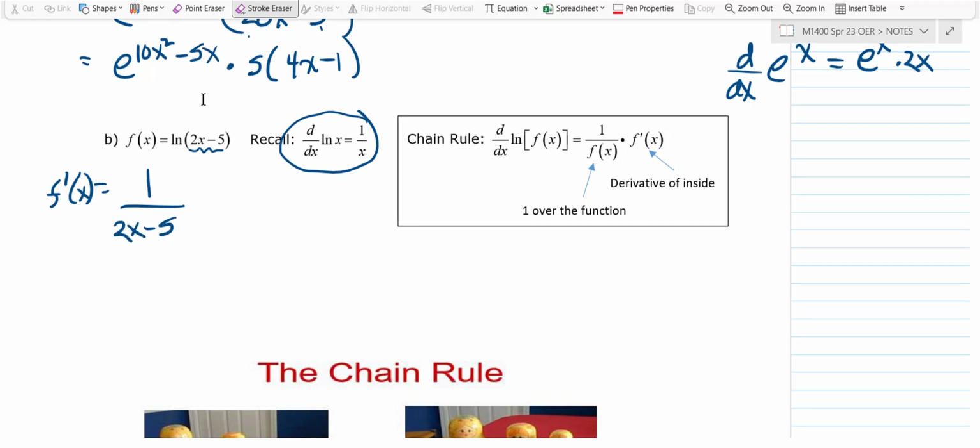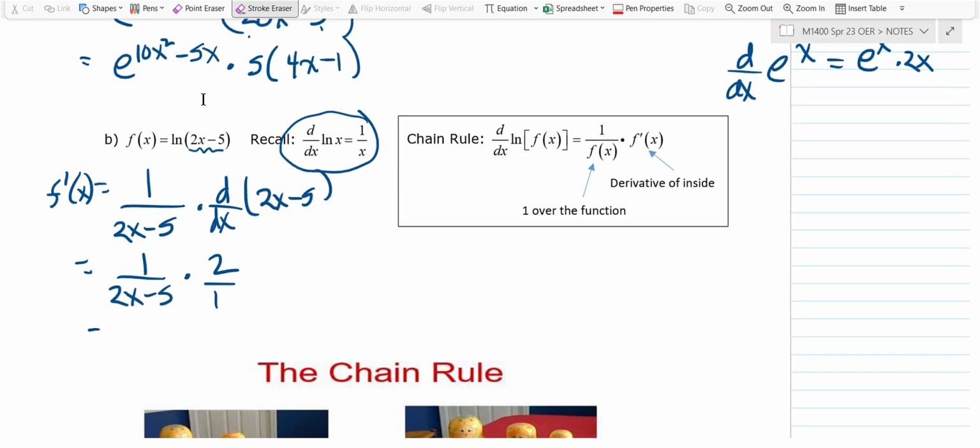What else do I got to do? I got to do the derivative of the inside part like this. So I end up getting 1 over 2x minus 5. Derivative of 2x minus 5 is 2, right? Now you should multiply this straight across to get 2 over 2x minus 5. So that's how you do a derivative of a logarithm of a function, without having to decompose and do the y and u thing, okay?